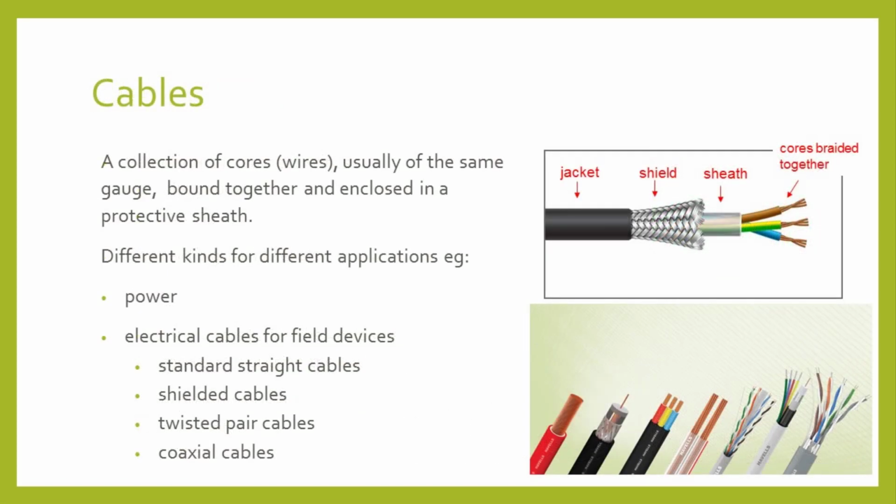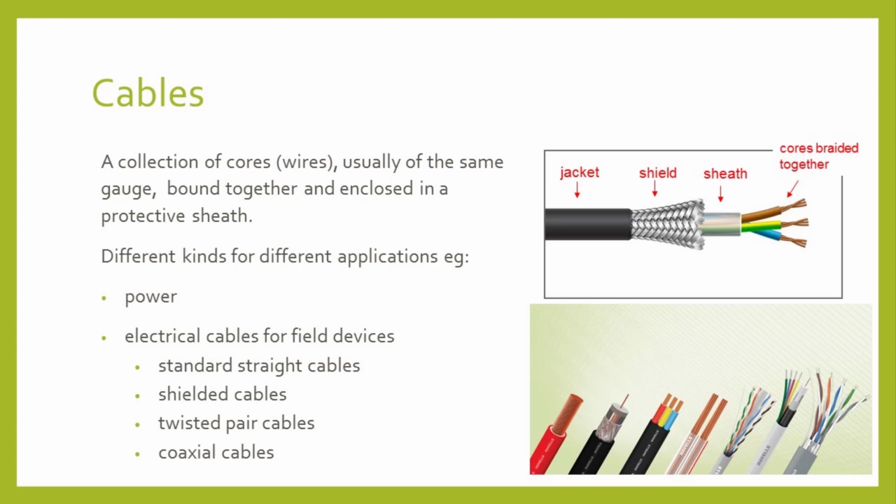What is a cable, really? A cable is a collection of wires, usually of the same gauge, bound together in a particular way and enclosed in some kind of protective sheath. There are many types of cables made from materials and coverings depending on the application and environment they're used in. For example, there's power cables, audio cables, USB cables, underwater fiber optic cables. Well, you get the picture.